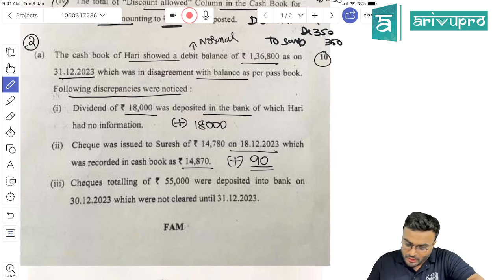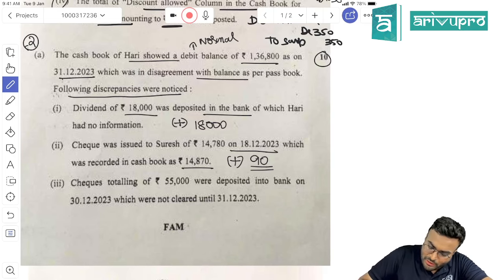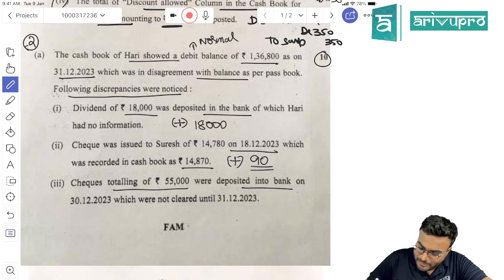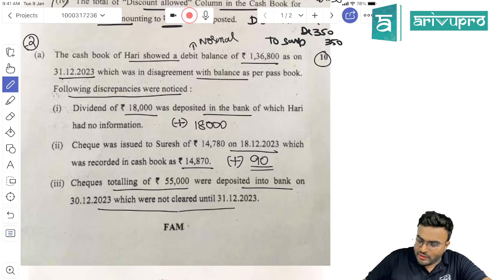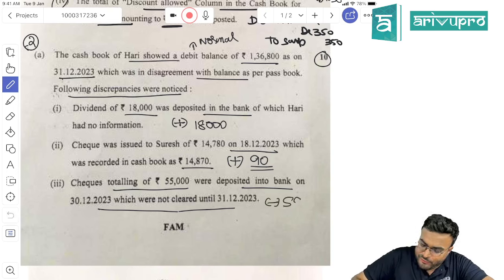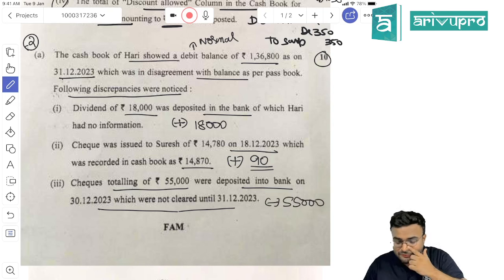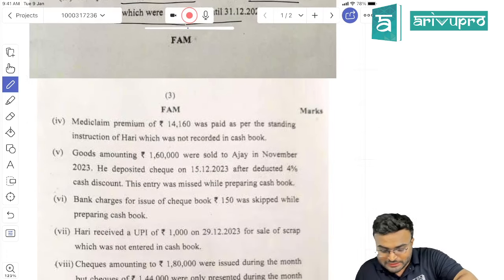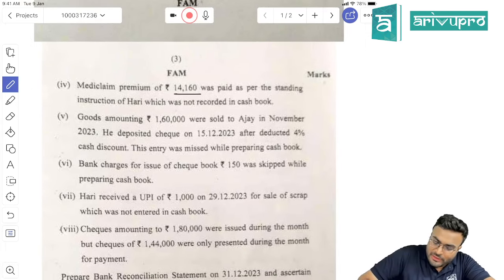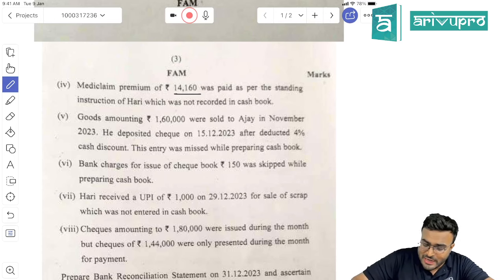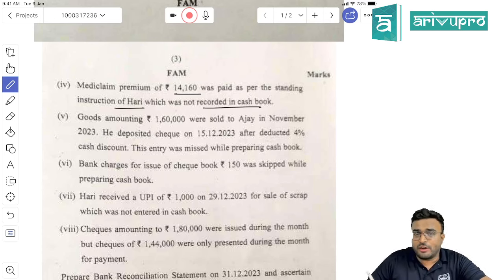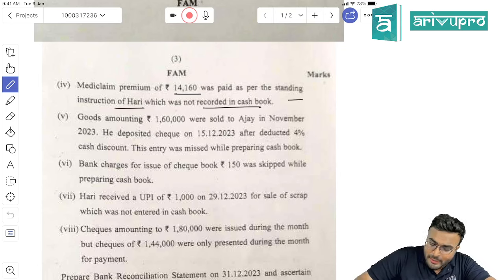Okay. Next, checks totaling 55,000 were deposited in the bank, which were not cleared. Check was deposited. What will you do? Cash book you have already added. So subtract, minus 55,000. Next, Mediclaim premium of 14,160 was paid as per the standing instruction of Hari, which was not recorded in the cash book. Passbook you have already entered it. So cash book it's not entered. Minus 14,160.